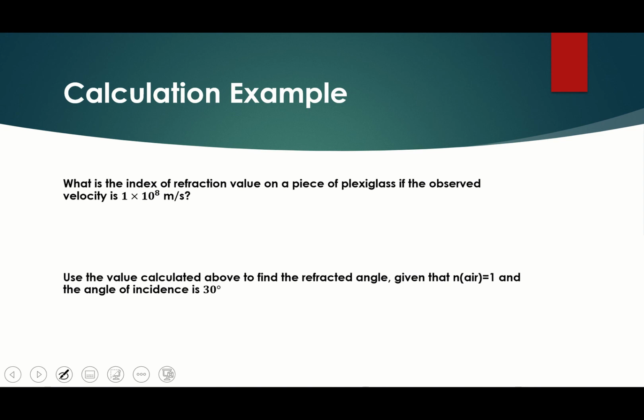Okay, so we're going to go through the first question. It asks, what is the index of refraction value on a piece of plexiglass if the observed velocity is 1 times 10 to the 8th meters per second? Remember this equation, n equals c over v, is what we're going to use to find the index of refraction value. If we simply put in 3 times 10 to the 8th, which is the speed of light in air, divided by the speed of light in the plexiglass, which is given to us, we get the value of 3. That's going to be our index of refraction value.